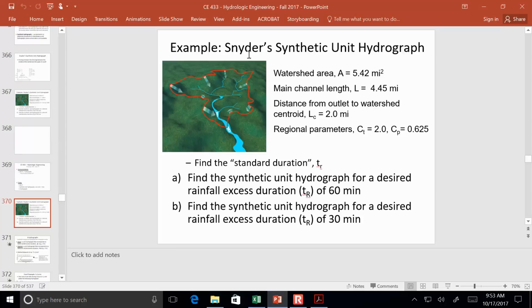Okay, so that's the Snyder synthetic unit hydrograph, just using regional parameters and some physical data that can be gathered using GIS to estimate what the unit hydrograph might look like.